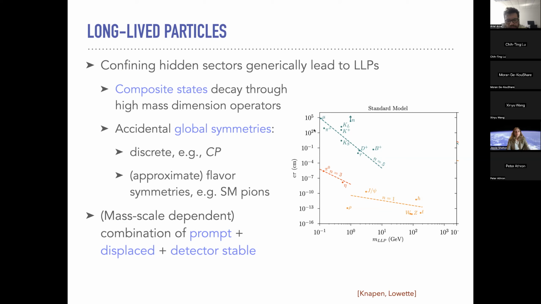There are two primary reasons why confining hidden sectors are more likely to lead to long-lived particles. One of them is that the stable particles, the hadrons, are composite states, and they decay through high mass dimension operators, so they end up with a large-scale separation between their mass and the mass of whatever operator is enabling them to decay, raised to a reasonably large power. You can see here these different lines are arranged by different powers, and a lot of our favorite mesons are living up here.